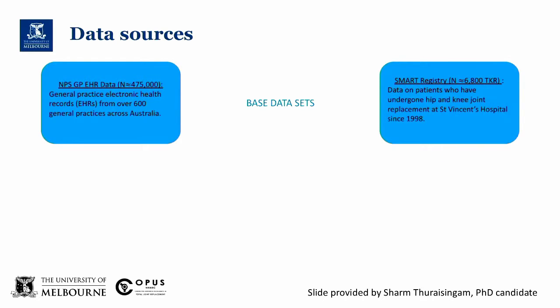So we'll be using data from NPS MedicineInsight, which extracts data from over 600 general practices across Australia. There were about 475,000 people in that data set with osteoarthritis. Now, this is data from an electronic medical record. It's designed for clinical purposes, not for research purposes, and it doesn't contain data on important measures like function and quality of life. That's why it's fantastic that we'll be able to do a linkage to the SMART registry at St Vincent's, which does have some of that really rich information.